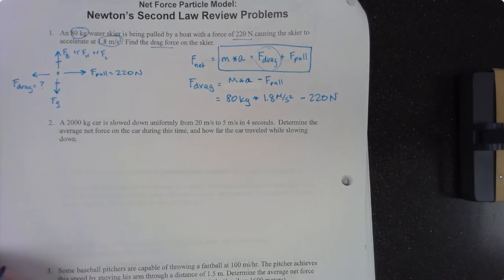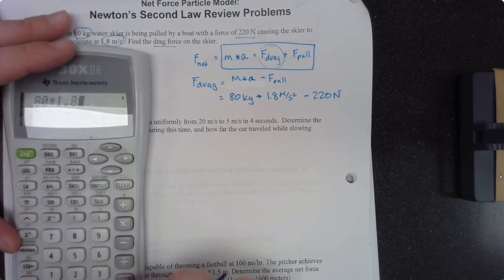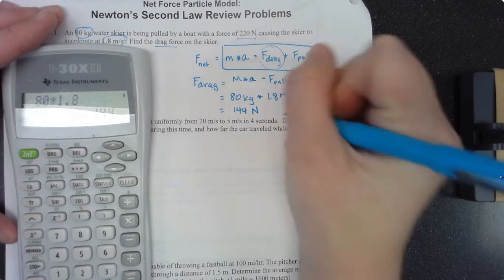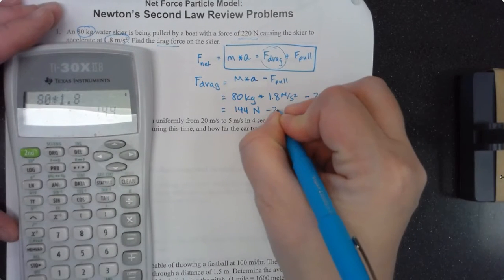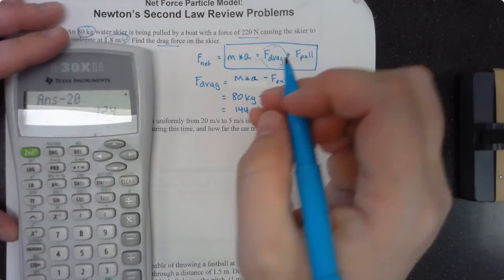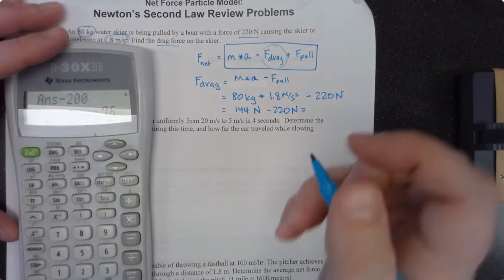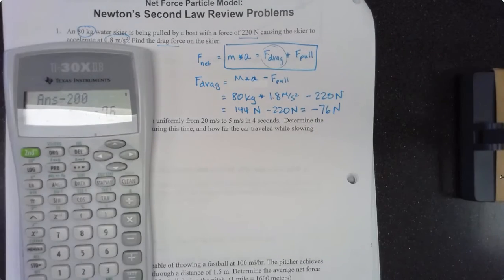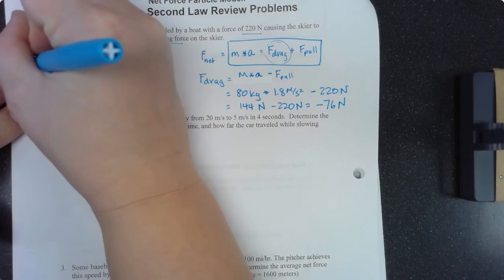So when I solve this, 80 times 1.8, this would be 144 newtons, because kilograms times meters divided by second squared is newtons, minus 220 newtons. It's going to give me minus 76 newtons of drag. So that's what this has to be. Does that make sense to us?